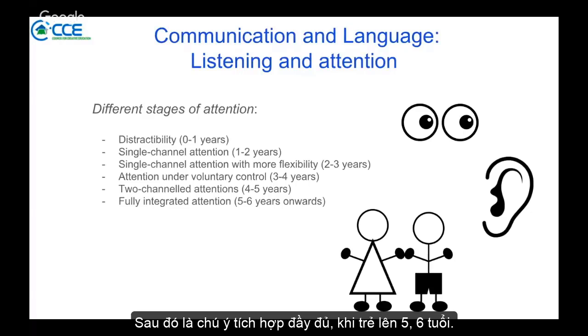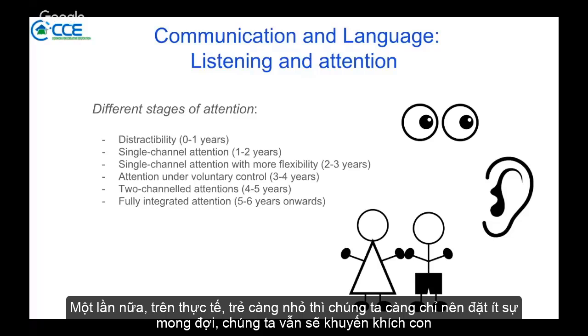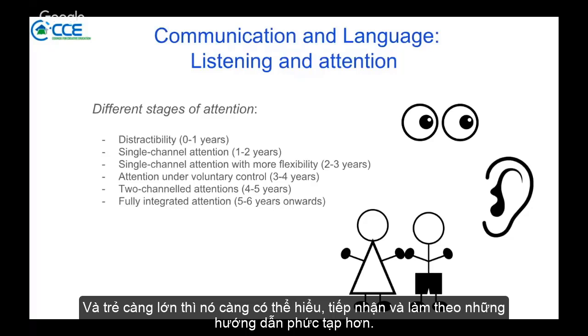And then about fully integrated attention, we can talk about age 5 and 6. Again, in practice, what it means is that the younger the child, the less expectation we should have, though we still provide the stimuli. And the older the child, the longer the instruction he is capable of understanding, retaining, and following.